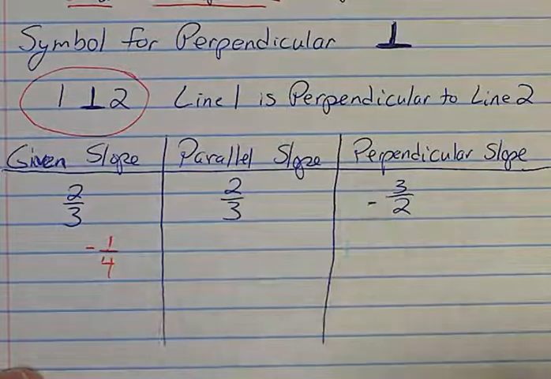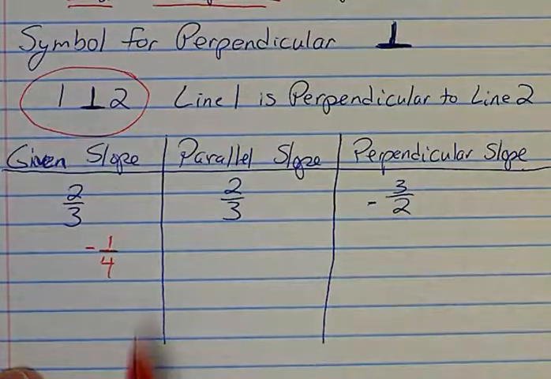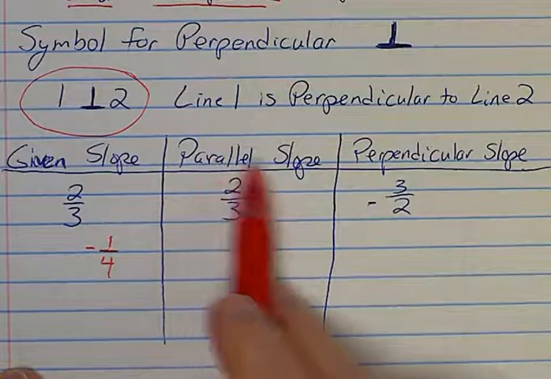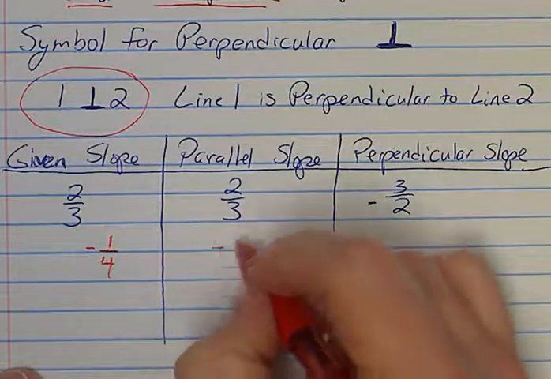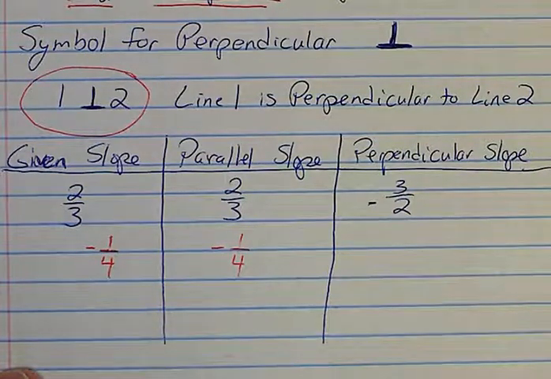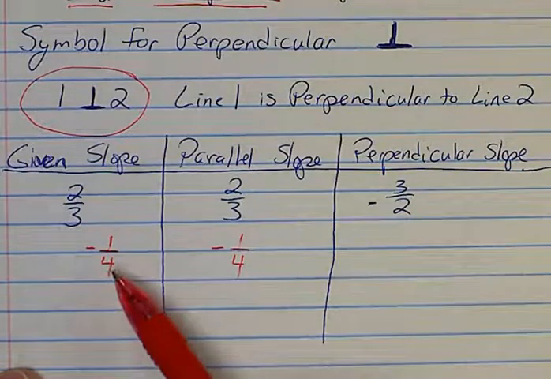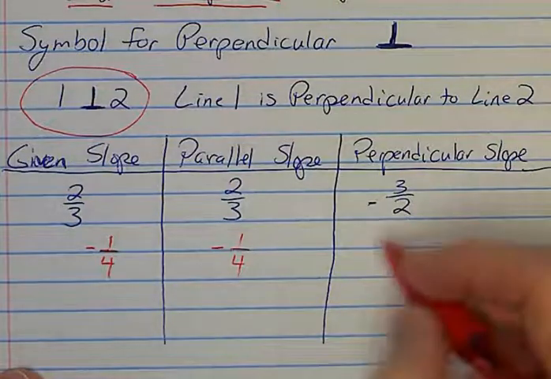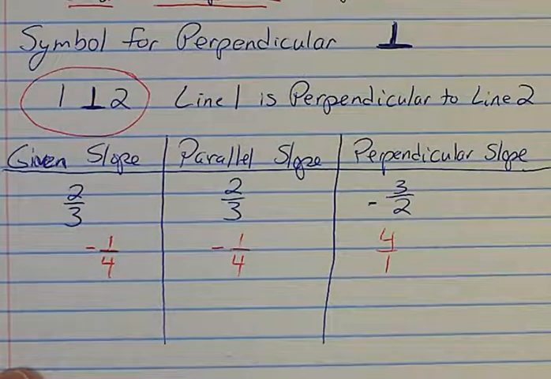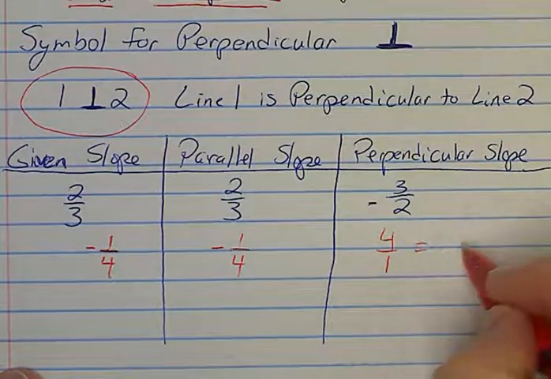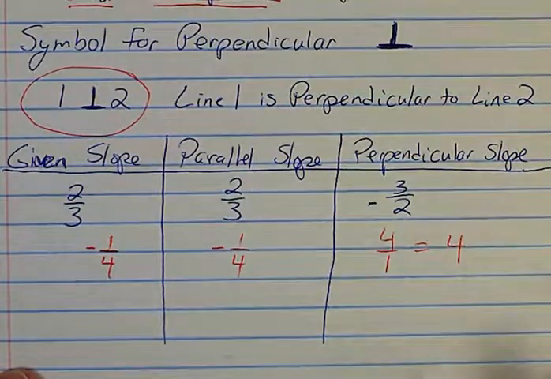Okay, for this one, let's say your slope is -1/4. And again, if they give you this slope and ask you what's the parallel slope, it's going to be the exact same number. It's going to be -1/4. If they ask you for the perpendicular slope when you're given this one, again, change it from negative to positive. Flip it upside down, make it 4/1. And if you can simplify this one, go ahead and simplify and just make it 4.